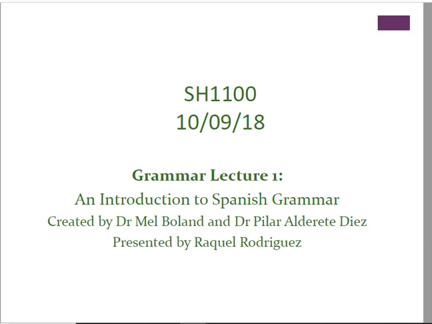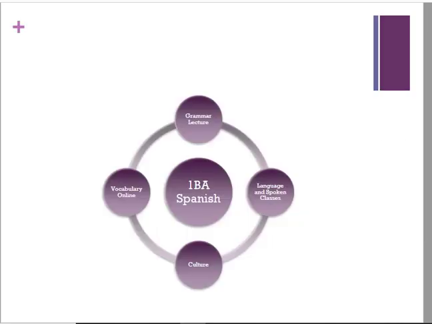In this presentation today, we're going to remind you that if you're taking BA Arts, you're going to be taking language and spoken classes online or face-to-face if the situation allows us, and also a culture class mainly online for now. There'll also be grammar lectures like this one online for you to prepare before you come to class, as well as a vocabulary module online, which you also have to do on your own.